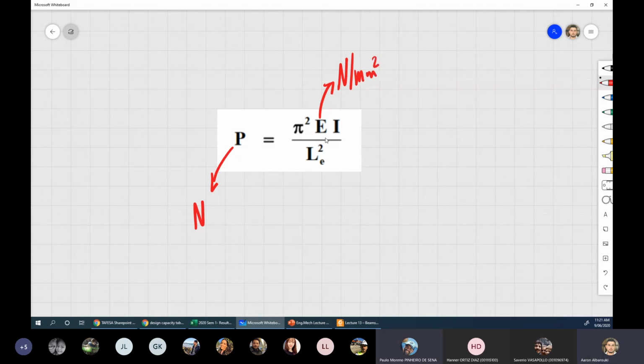In fact, I'll write it this way, Paolo, so you can follow with me, because this is a Newton per millimeter squared. So the L_e squared should be L times unitless, so after you square it, it will be millimeters squared as well. And the I should be millimeters to the power 4. Can you see my screen? Yes.